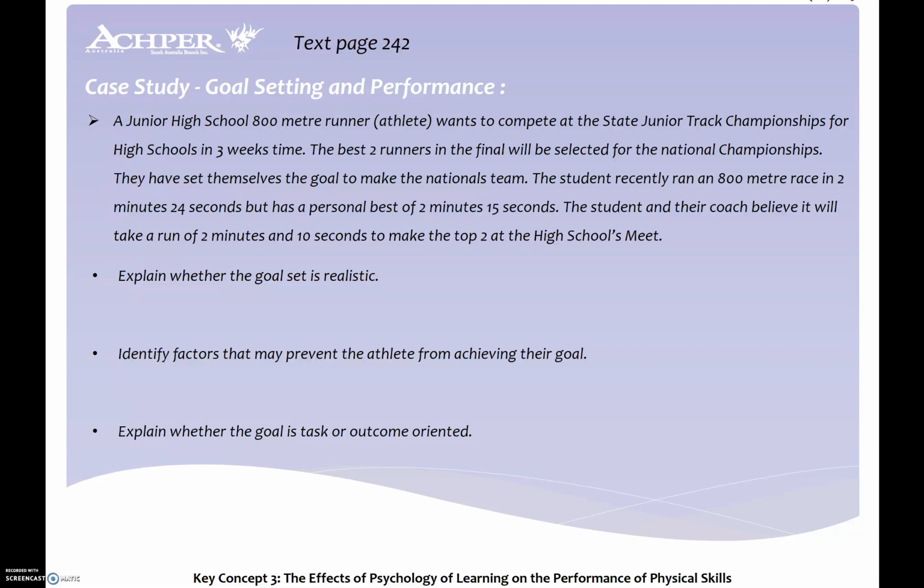So the best 2 runners in the final will be selected for national championships. They have set themselves the goal to make the national team. The student recently ran an 800-metre race in 2 minutes, 24 seconds, but the personal best is 2 minutes, 15 seconds. The student and the coach believe it will take a run of 2 minutes and 10 seconds to make the top 2 at the high schools meet.